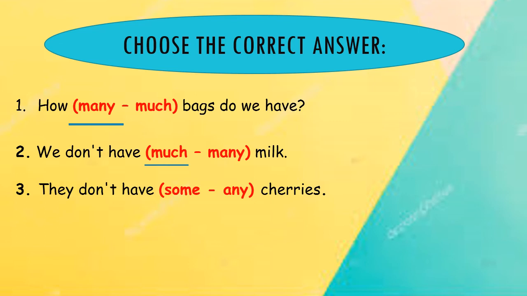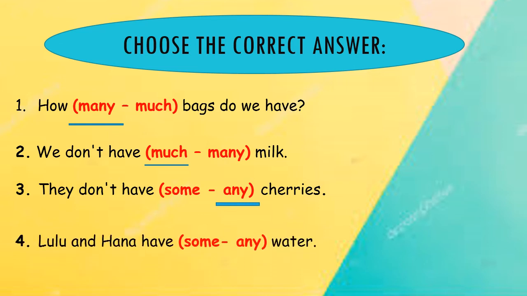They don't have some or any chairs. So we have the negative form and don't. So we will use any. Very good. Number 4. Lulu and Hannah have some or any water. So this is an affirmative sentence. So we will use some. Very good.